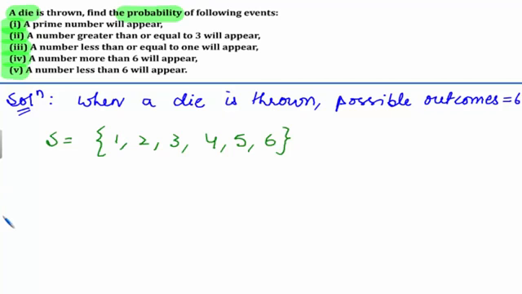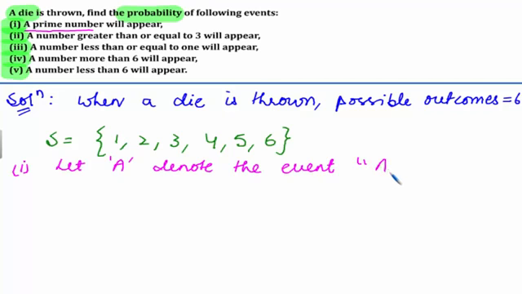Let us now find the solution to the first part. In the first part, we have to find the probability of the event that a prime number will appear. So let A denote the event that a prime number will appear.